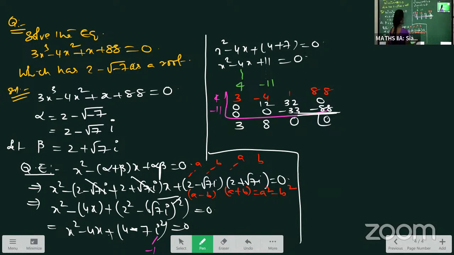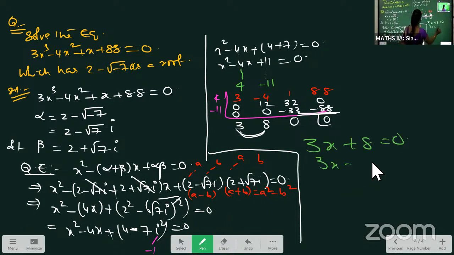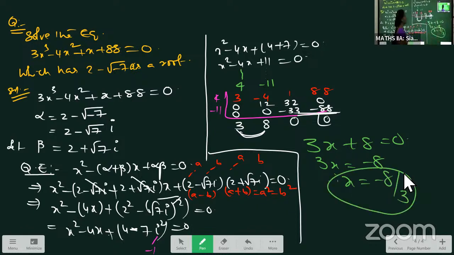Now, how to write down this part? So, this one can be written as 3x plus 8 is equal to 0. 3x is equal to minus 8. Therefore, x is equal to minus 8 by 3 is your answer. Right. So, theory of equations is finished. Let us go for the next chapter, random variables.